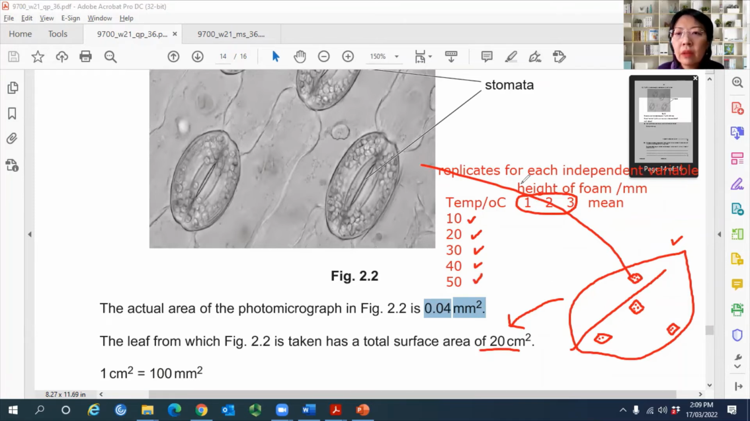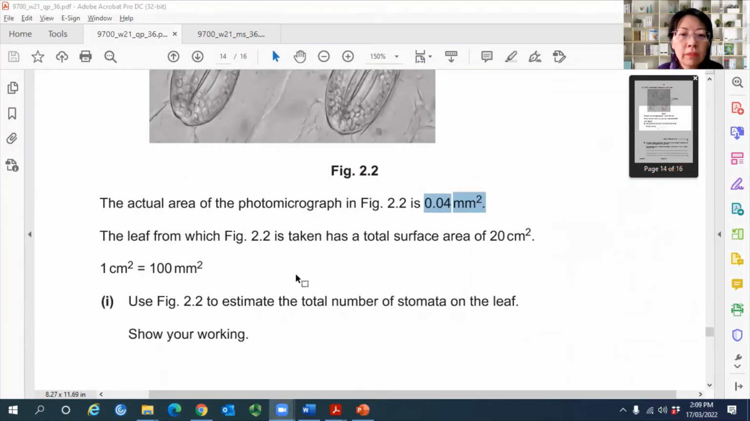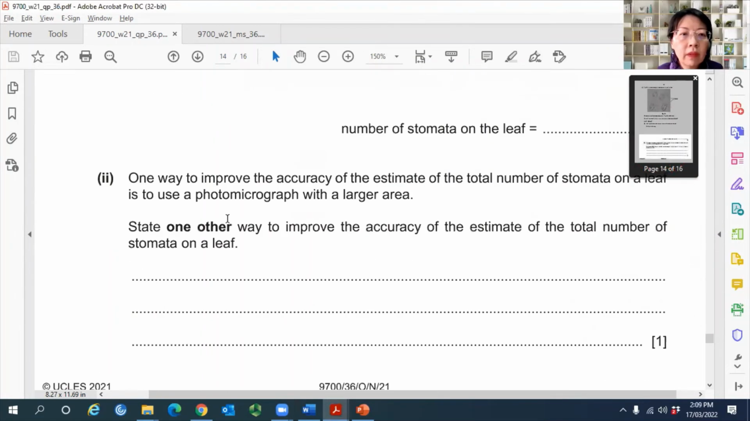So the question asks the student how to improve the accuracy of the estimate. So you need to know the meaning of the word accuracy in an experiment, right? Accuracy means close to the true value. True value in this case means what? The actual number of stomata in this leaf is called the true value. So how to improve?